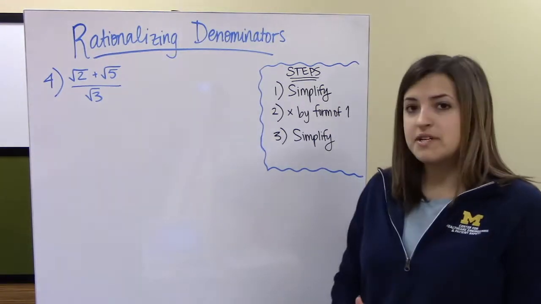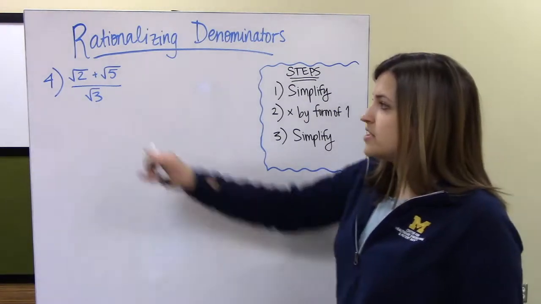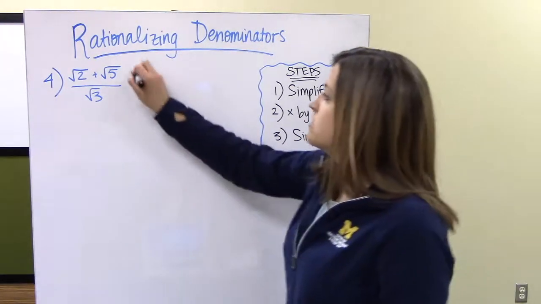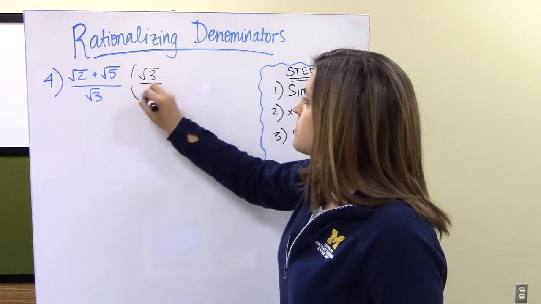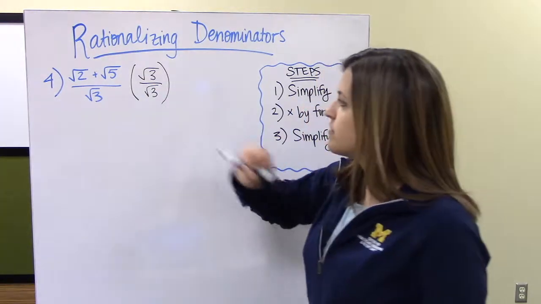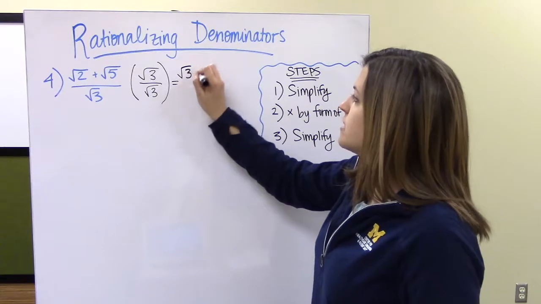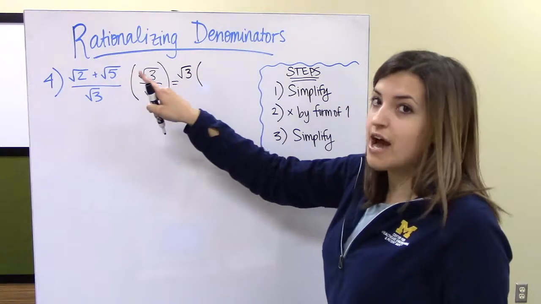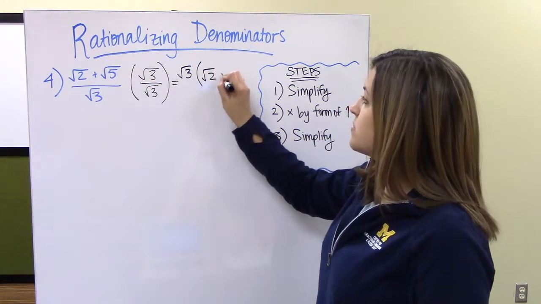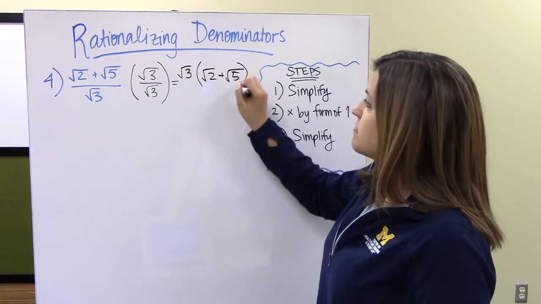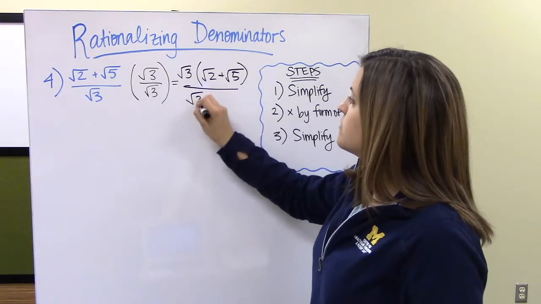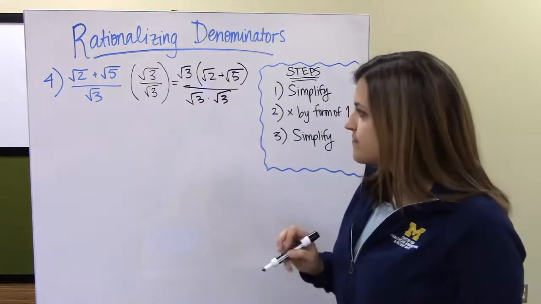So our second step is to multiply by a form of 1. We're going to use that square root of 3 on the bottom. So we're going to multiply top and bottom by square root of 3 over square root of 3. And what we're going to get is this. We're going to get square root of 3 times the whole thing on top. So in parentheses, I like to put square root of 2 plus square root of 5 over square root of 3 times square root of 3.